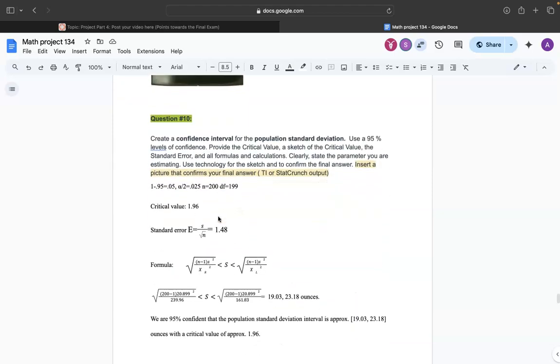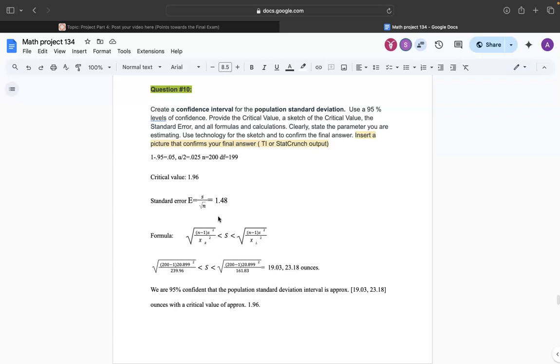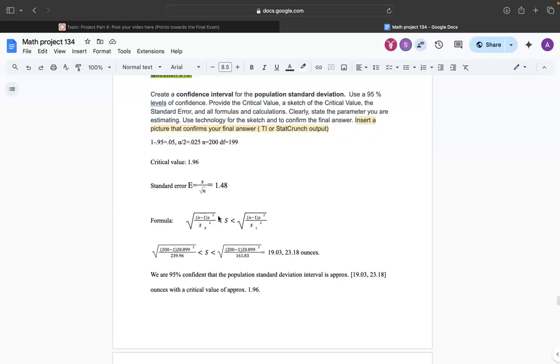As for question number 10, it asks us to create a confidence interval for the population standard deviation. Use a 95% level of confidence, and provide the critical value, a sketch of the critical value, the standard error, and all formulas and calculations. Once again, the critical value is going to consist of 1.96. As for the standard error, it's going to be E equals the standard deviation divided by the square root of n, which is going to give us a total of 1.48.